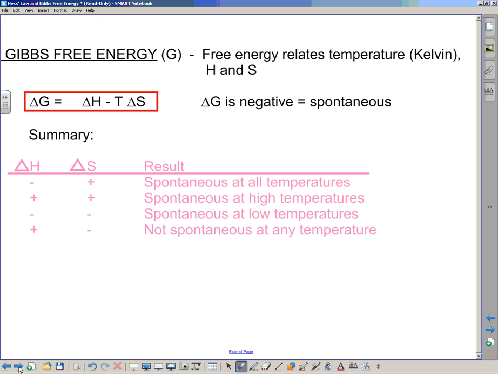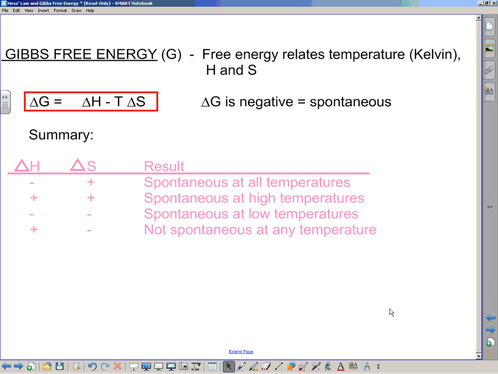you have a spontaneous process, a process that is going to occur without outside intervention. If delta G is positive, then you are going to need some kind of outside influence to get that reaction to work. I'll give you a moment to copy down the summary table there, and then we'll go over it.